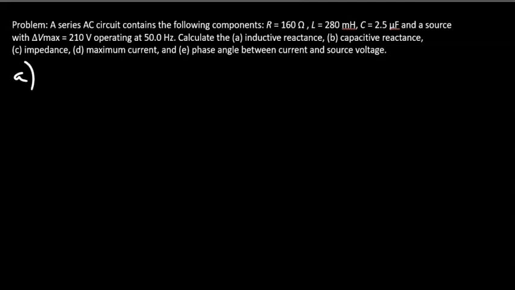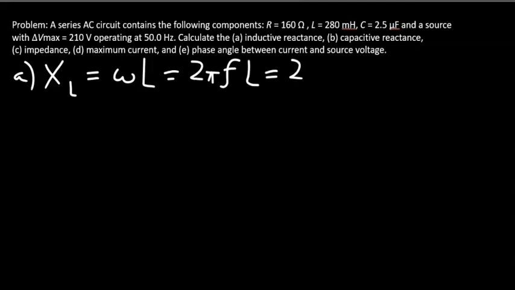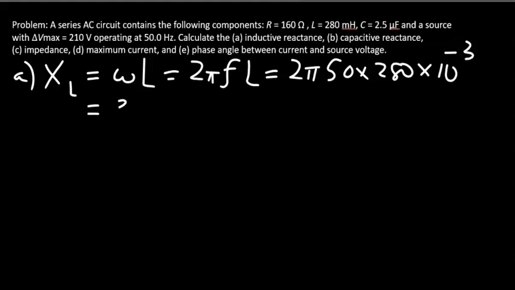So let's do part A, inductive reactance. So that is X sub L, and it is given as omega times inductance. Omega is 2 pi times frequency in Hertz times inductance. So 2 pi times 50 Hertz, and the inductance is 280 millihenry, so times 10 to the power minus 3 to convert that to a henry, and you're going to get about 88 ohms.